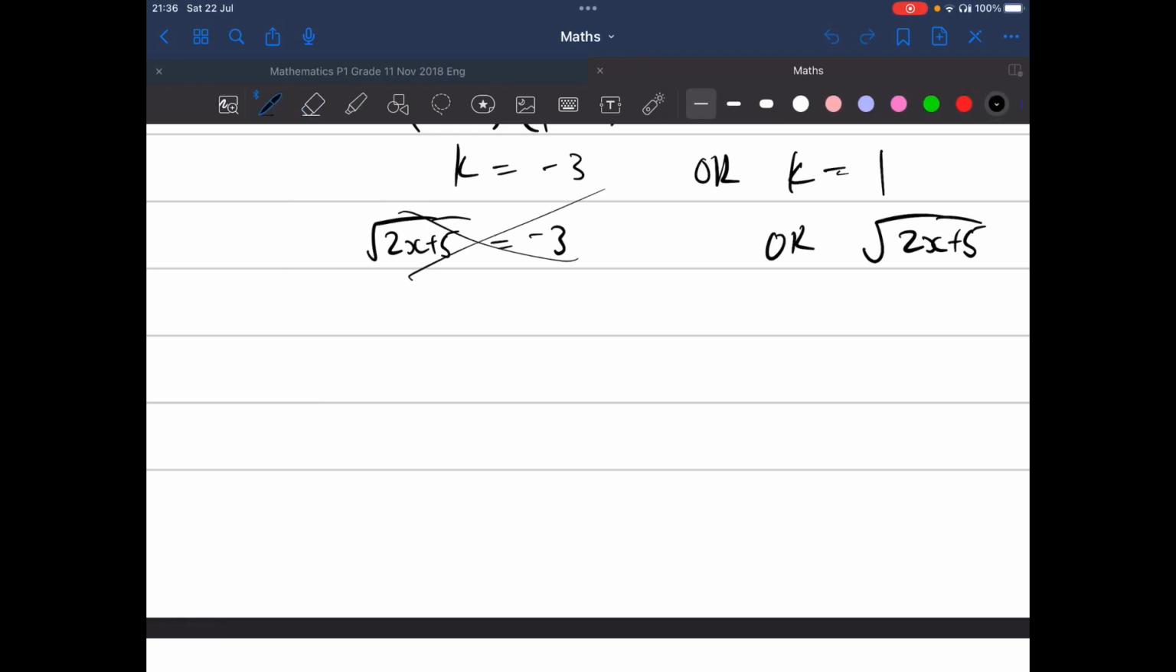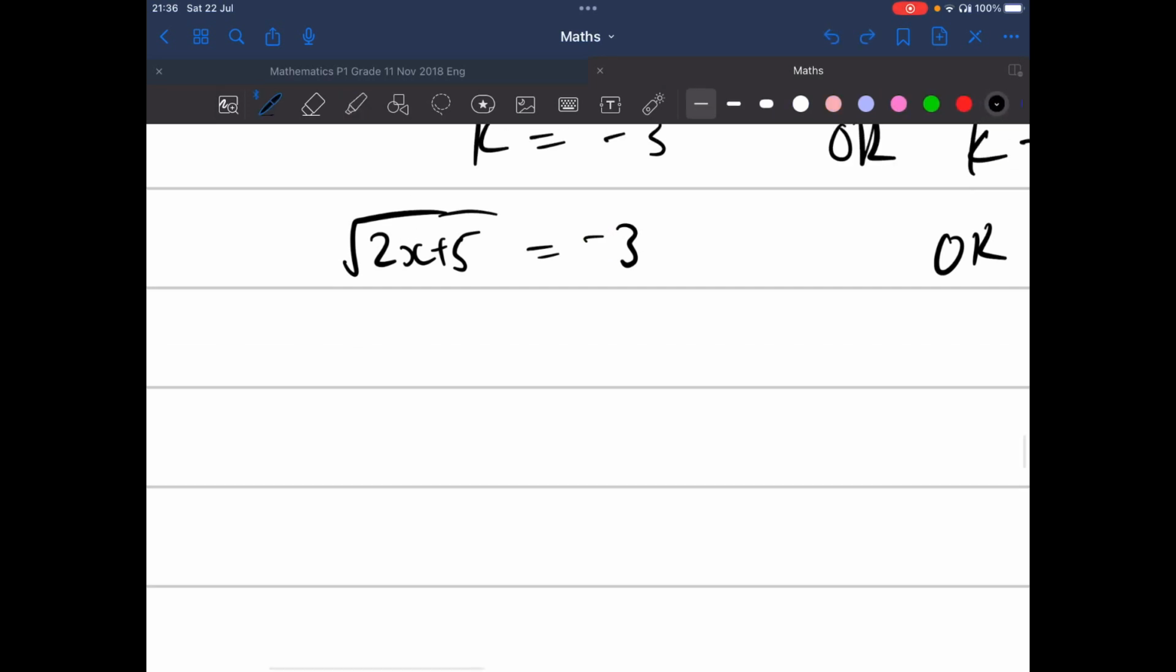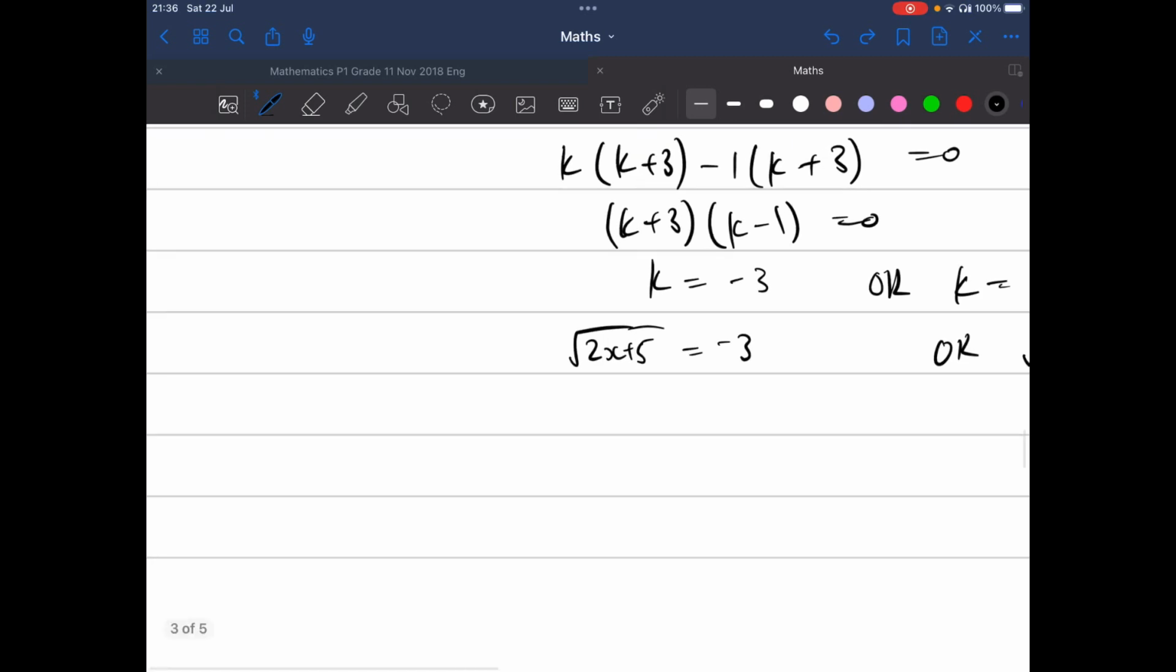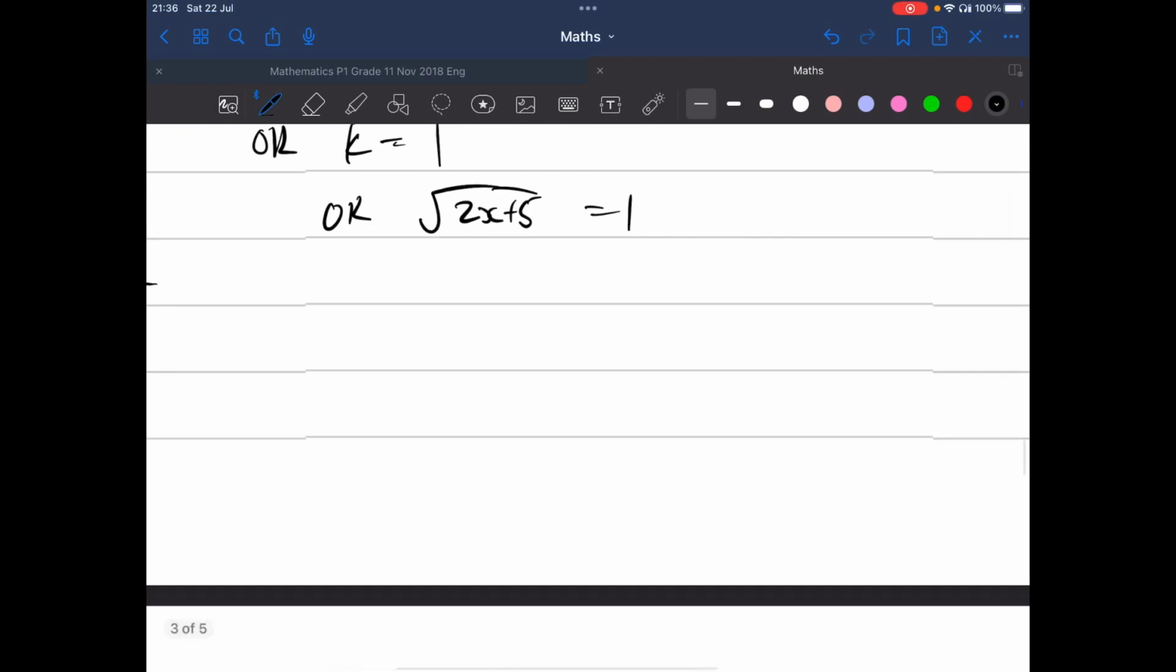Now right off the bat we can immediately discount this solution, because if you think about it, we have a square root of something and we're getting a negative answer, which is impossible, right? There's no way to get the square root of something and get a negative answer. Okay. So this is not possible, so there's no solution on this side. On this side we can still keep solving, so let's square both sides. So we'll have 2x plus 5 equals 1, and then we can just solve for x here.